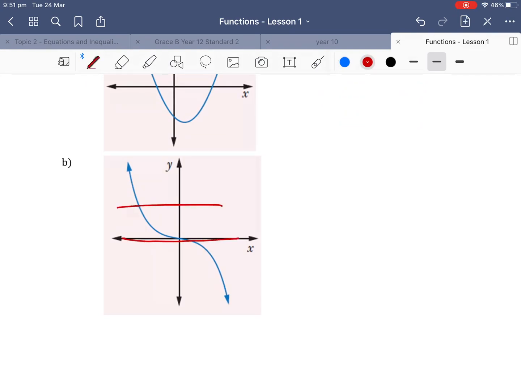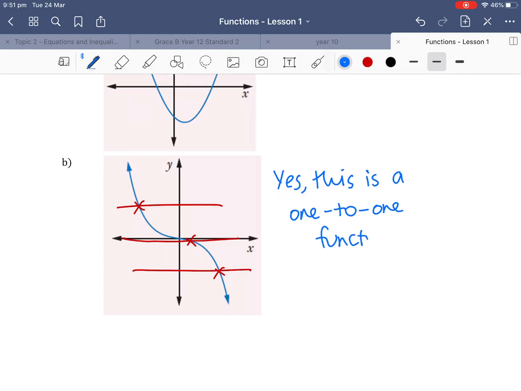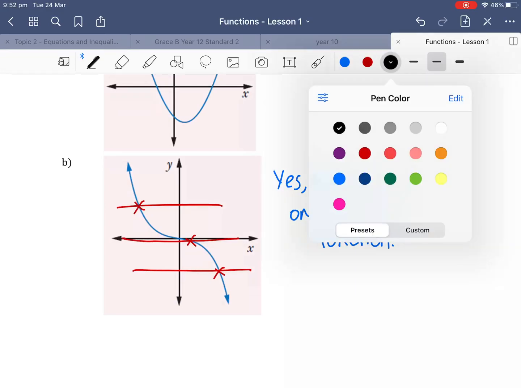And finally, B, if we draw a horizontal line anywhere, could draw it there, could draw it along the x-axis, could draw it here. It only crosses once, no matter where I draw my line. So because it only crosses once, yes, this is a one-to-one function.